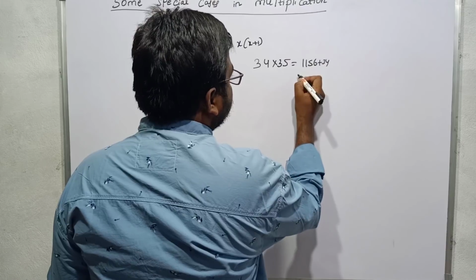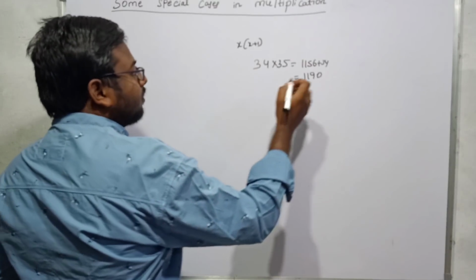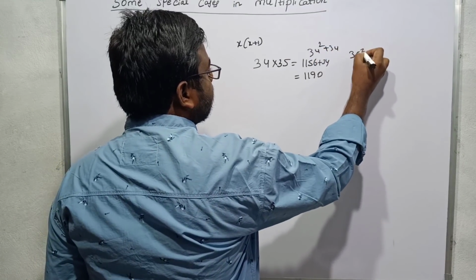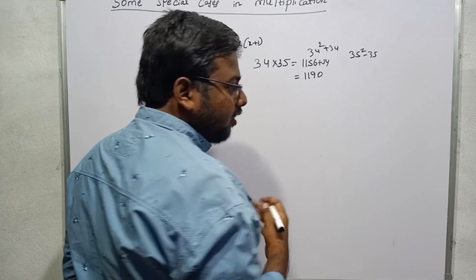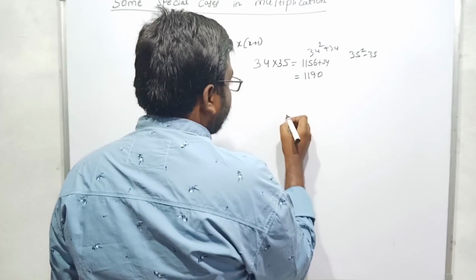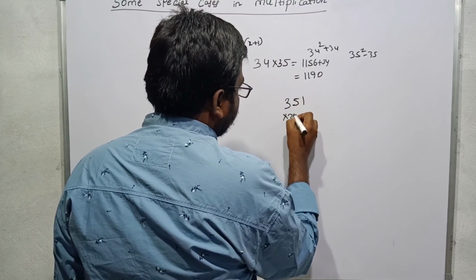plus 34, 56 plus 34 is 90, 1190. That means what I want to say is 34 square plus 34 can also be written as 35 square minus 35. What is the use of knowing this? For example, if we have to calculate the product of any nearest numbers, for example, 35 into 34.